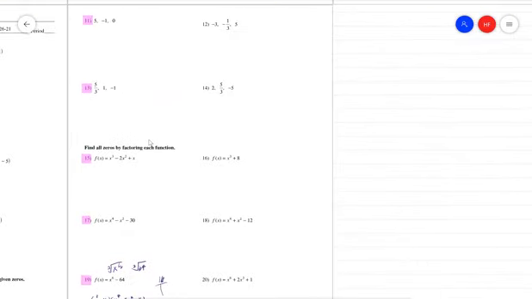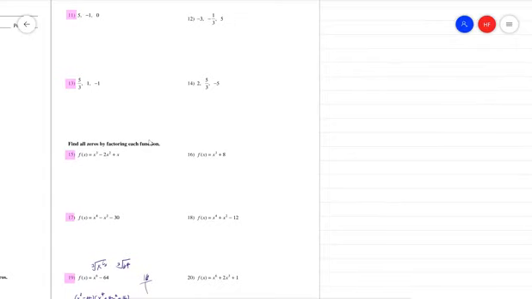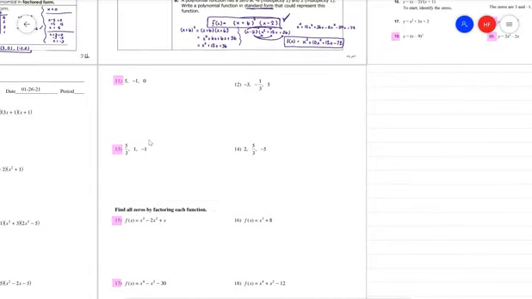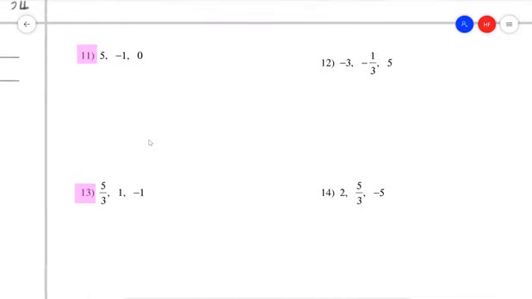Still with the same instructions on 11 and 13. We're going to make this factor by taking the opposite. This factor by taking the opposite. And we know that a 0 is just an x.